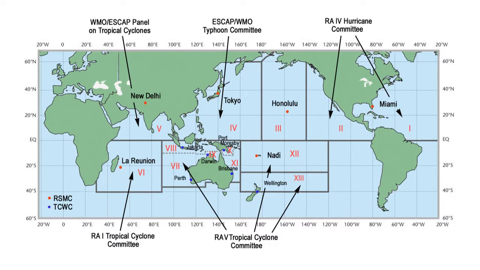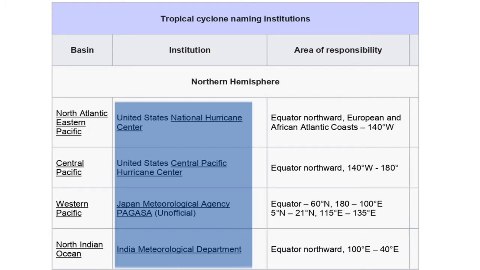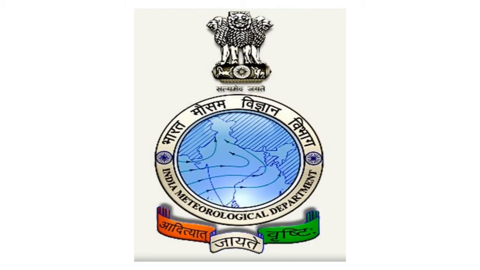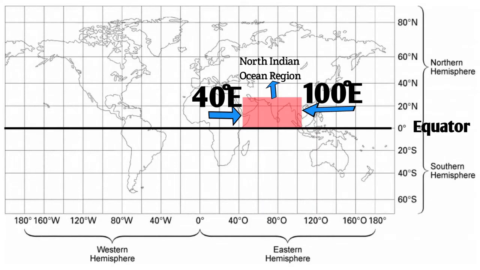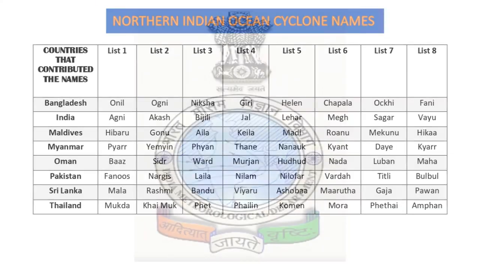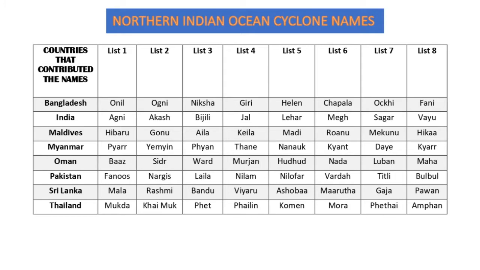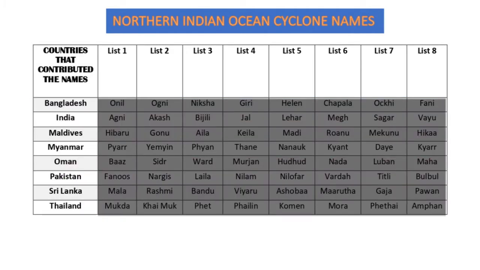So likewise, different regions were marked on the basis of latitudes and longitudes, and the naming is done by the respective meteorological departments and cyclone warning centers located in that area. So now we know that it is the duty of the Indian Meteorological Department to name a cyclone which originates in the northern Indian Ocean area. For the first time in the year 2000, the different meteorological departments near the northern Indian Ocean region were asked to submit a list of names to the IMD. The submission of lists of names by different countries' meteorological departments was completed by the year 2004. The 8 countries, Bangladesh, India, Maldives, Myanmar, Oman, Pakistan, Sri Lanka and Thailand gave 8 names each. So finally, a list with 64 names was submitted to IMD.